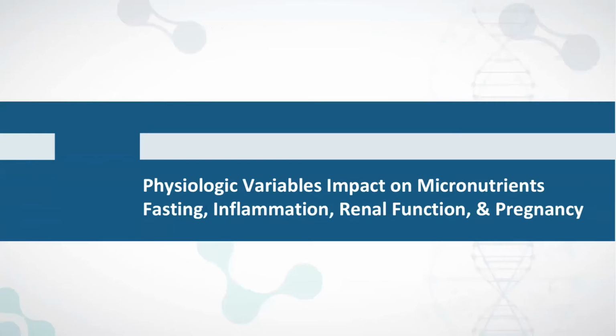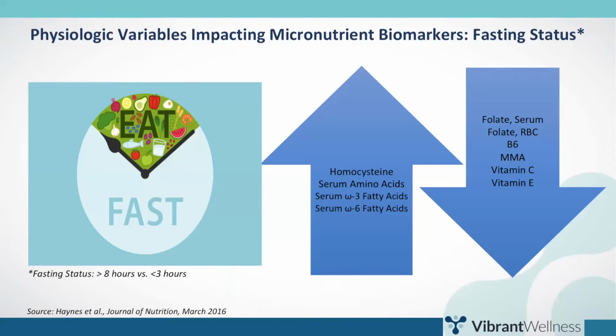So let's talk a little bit about the physiologic variables that can impact micronutrients, primarily fasting, inflammation, renal function, and pregnancy, although liver function can certainly influence micronutrient status. And I know you've had some great speakers today, so I'm not going to give the deepest dive into this. I'm assuming everyone here with us today has some baseline level of understanding of micronutrient status, although we're always at different levels of knowledge and skill. So this is just meant to be a brief overview.